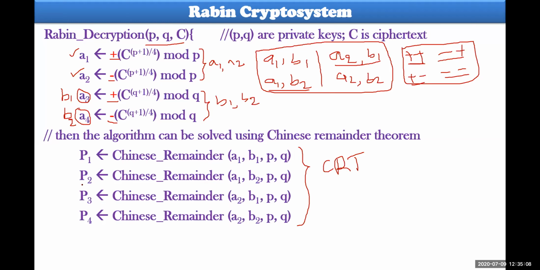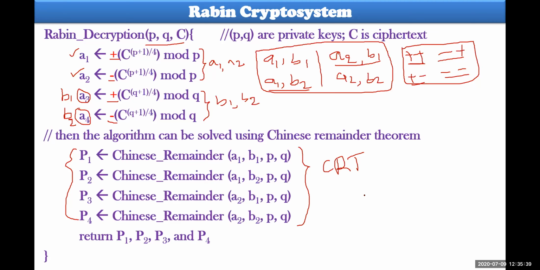Otherwise M1, M2, M3, M4. This is the plain text which is getting back. Out of these, the user, in the sense the receiver Bob, has to decide whether P1 is correct, or P2, or P3. Which is correct is decided by the receiver. That is the Rabin crypto system decryption operation. This way the decryption operation can be done.